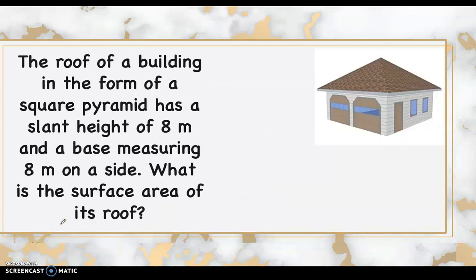Next word problem. The roof of a building in the form of a square pyramid has a slant height of 8 meters, and a base measuring 8 meters on a side. What is the surface area of its roof? Take note that the roof here does not include the ceiling or the base of the pyramid. Therefore, we just get the total area of its triangular faces, and we use the formula 2bh. We don't need to get the area of the base, which is s squared, right? We just get the areas of the 4 triangles here that form the roof.